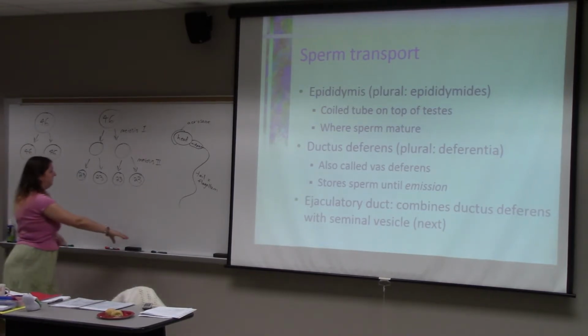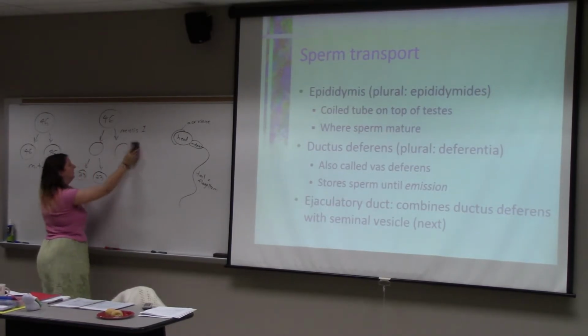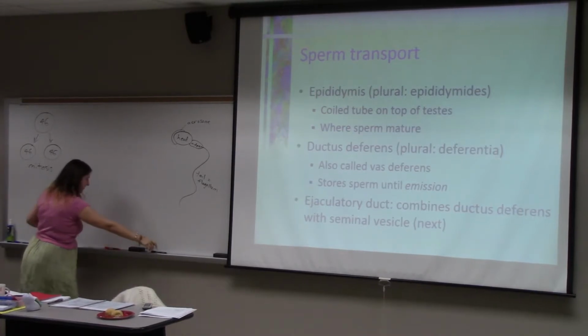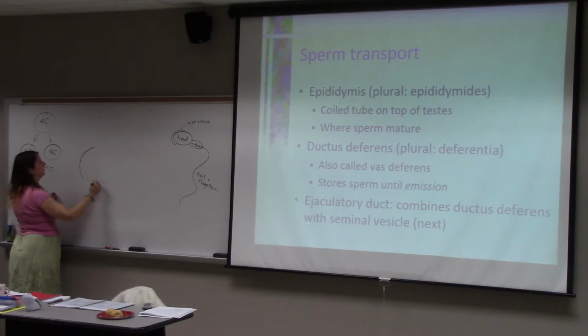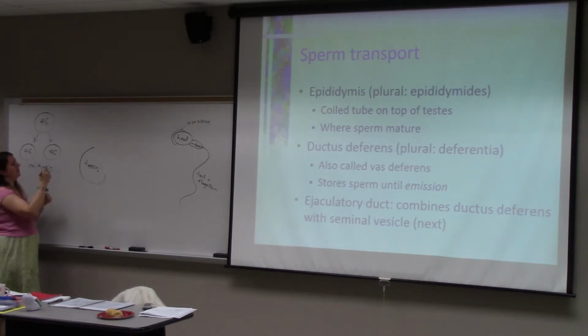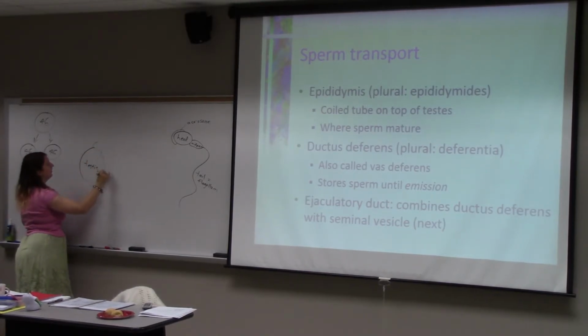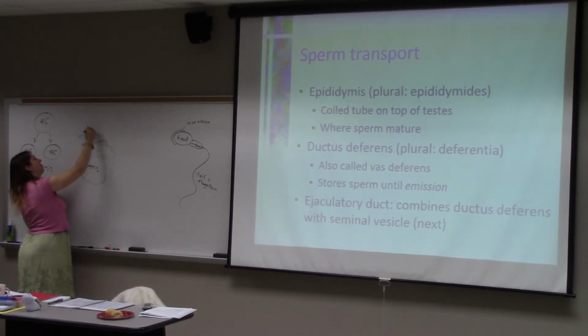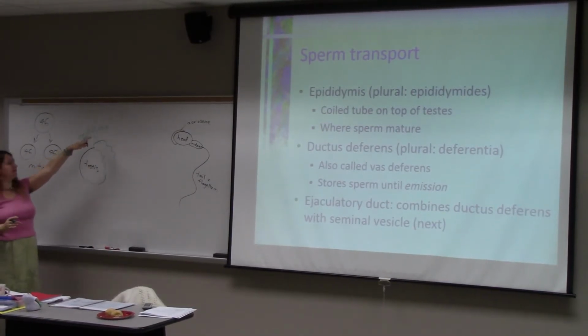So from the testes, the sperm will move through two areas. Start with, here's one testis. There's a structure on top of it that's kind of coiled up, comes down the side. That's called the epididymis. Testes is Latin, didymis is Greek for testes, so epi is the thing that's on top of the testes. The sperm are formed in the testes and then move into the epididymis to mature.